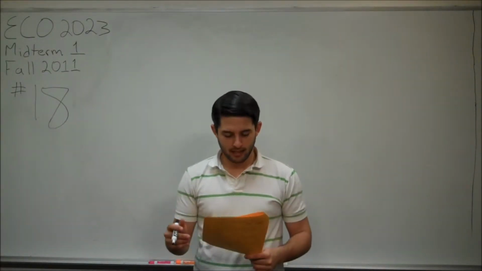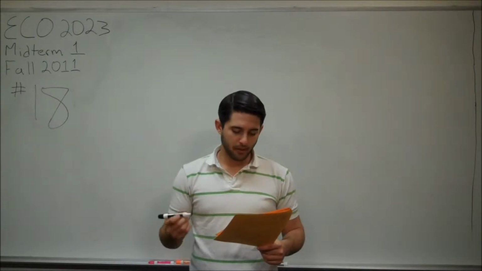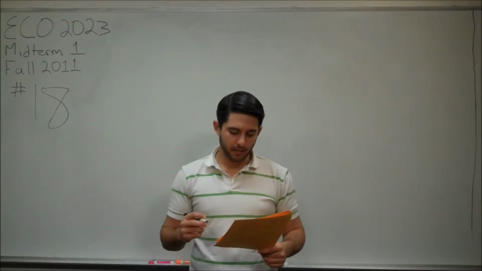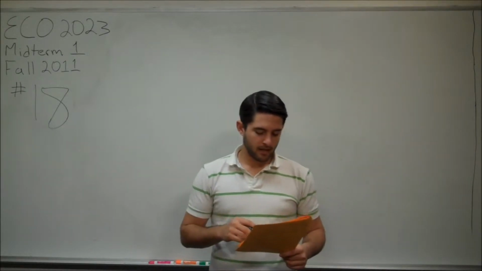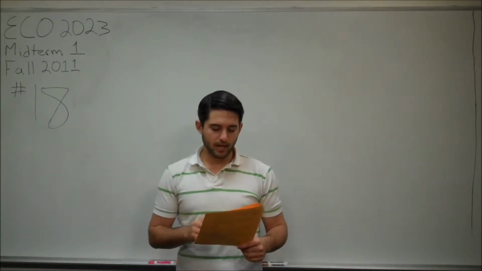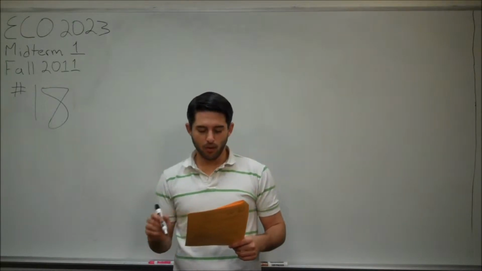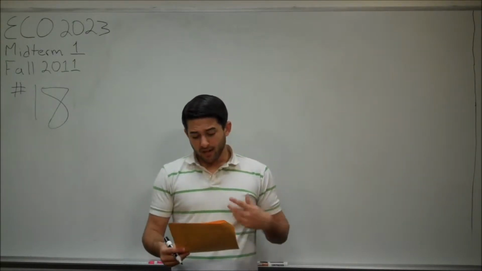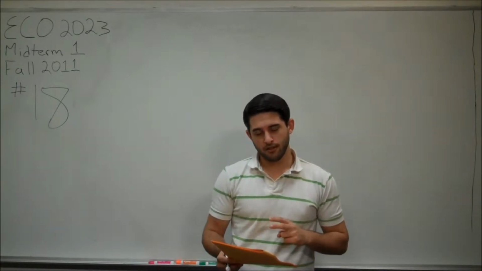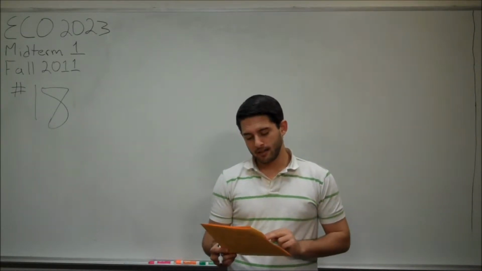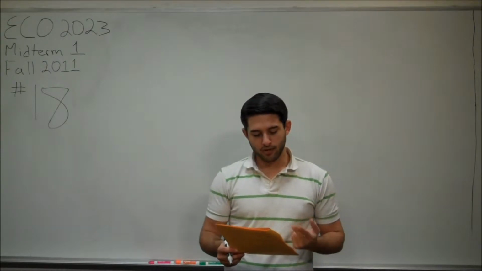Problem 18 reads: travel by plane is a normal good and people's income increases. Simultaneously, the price of jet fuel rises. As a result, the equilibrium price of travel by plane blank and the equilibrium quantity blank. So here we have two different factors that are going to affect the quantity and price of traveling by plane.